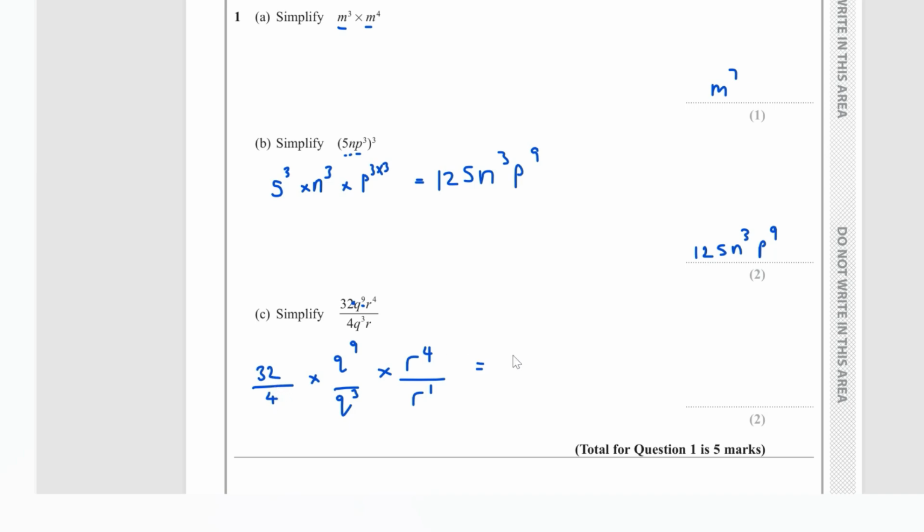32 divided by 4 gives us 8. q to the power of 9 divided by q to the power of 3. We're dividing with the same base, so we minus the powers. So that will give us q to the power of 6. And we have r to the power of 4 divided by r to the power of 1. So we minus these powers here, which will give us r to the power of 3.